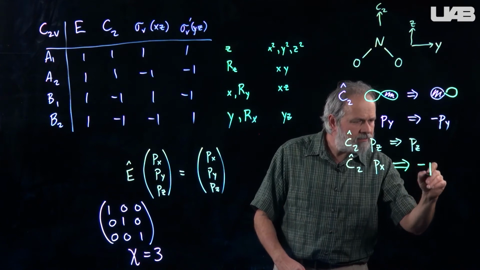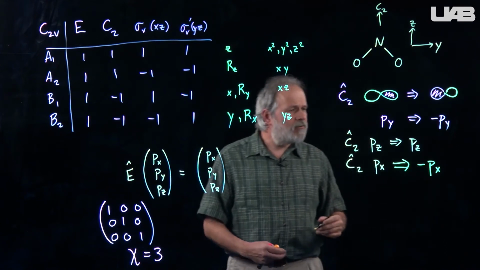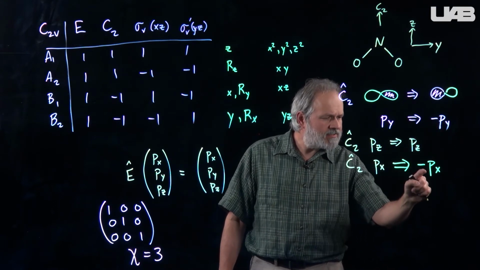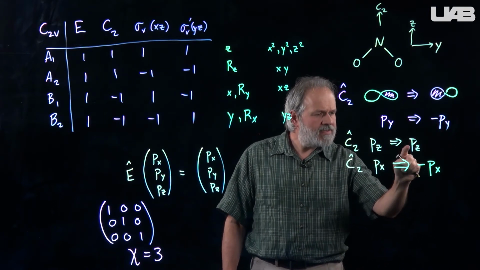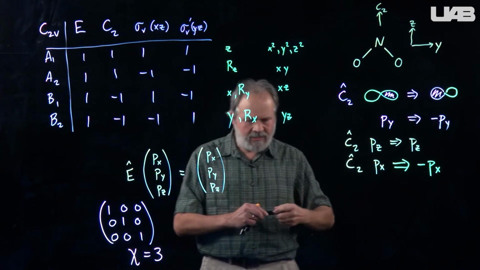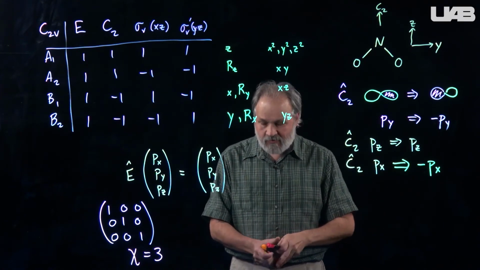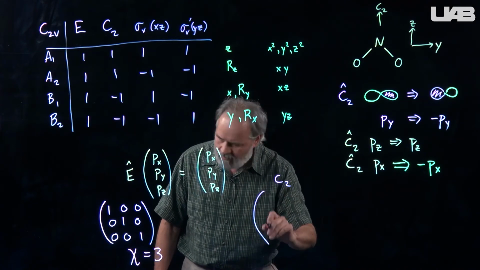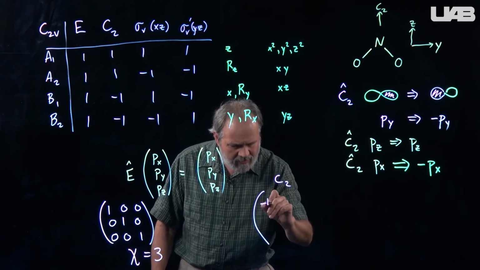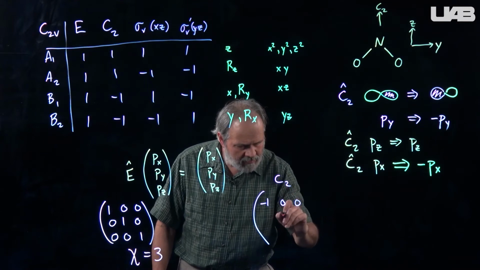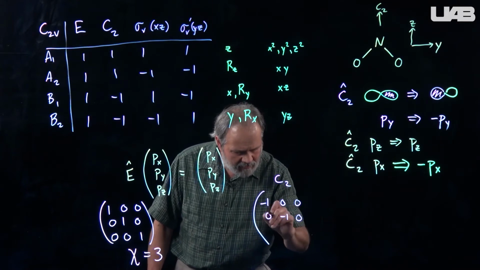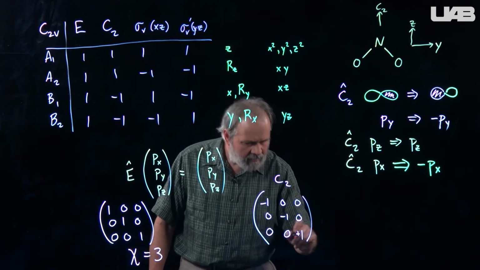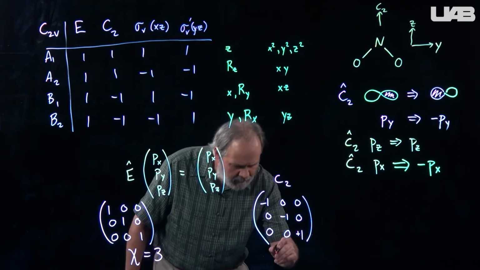do the rotation. All right, so the matrix that will do this, it'll change the sign of y, it'll change the sign of x, and leave the sign of the pz orbital unchanged. That matrix will be the C2, and it'll be -1, 0, 0, -1 here, 0, 0, 0, 0, and +1. So the character of this one is -1.